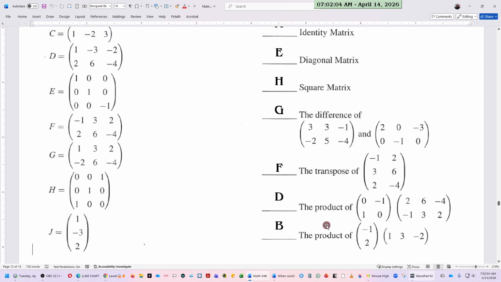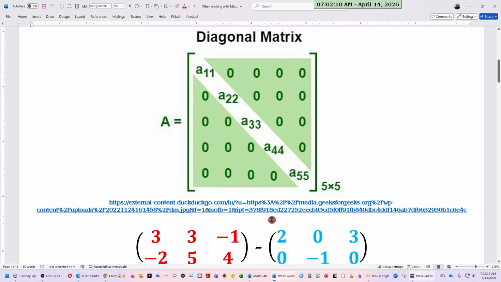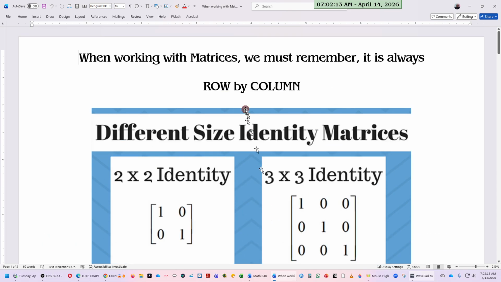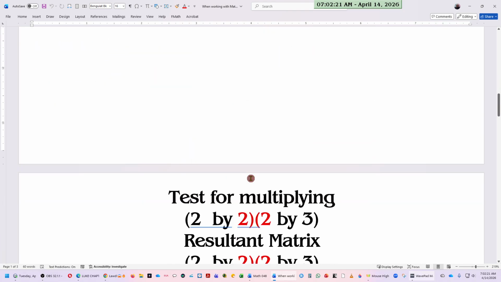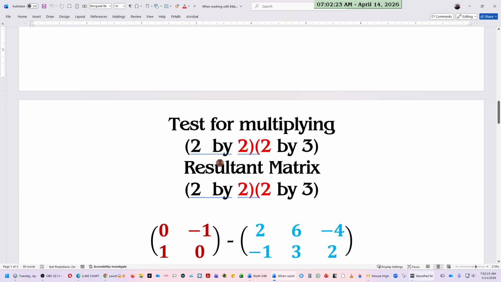Now, product is going to be one in which you need to know how to multiply matrices. So I think I'd mentioned how important it is to remember row by column. So when multiplying, we always multiply row by column. So when we get to the multiplication, we have to test it. So we have a 2 by 2 matrix that has to multiply a 2 by 3 matrix.